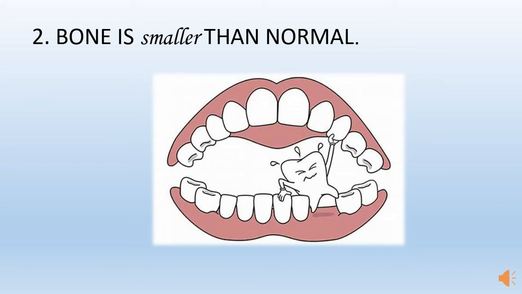Or there can also be a situation which makes our second point of local factor, wherein the bone is smaller than normal. That means your teeth size is absolutely fine, but the bone wherein the teeth have to erupt is small. If the bone size is small, the arch size will eventually be small, and this will again lead to congestion or crowding amongst the teeth.